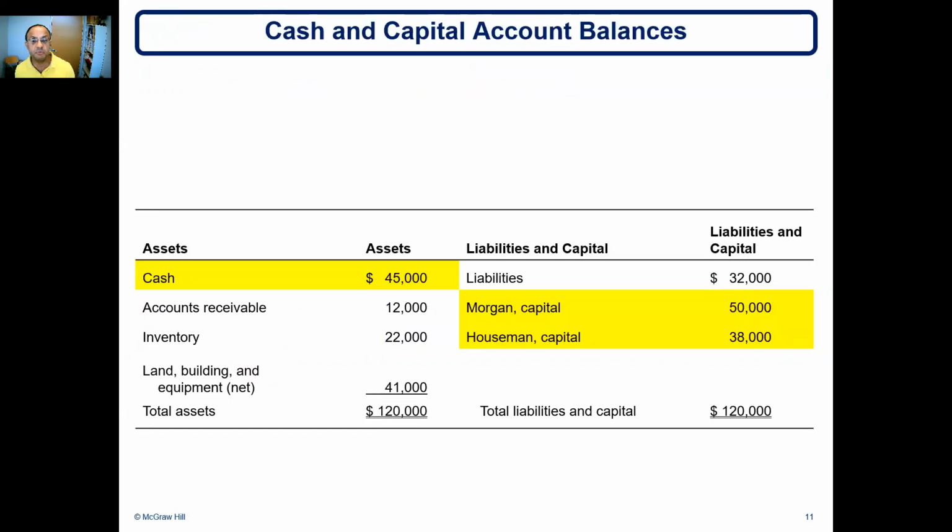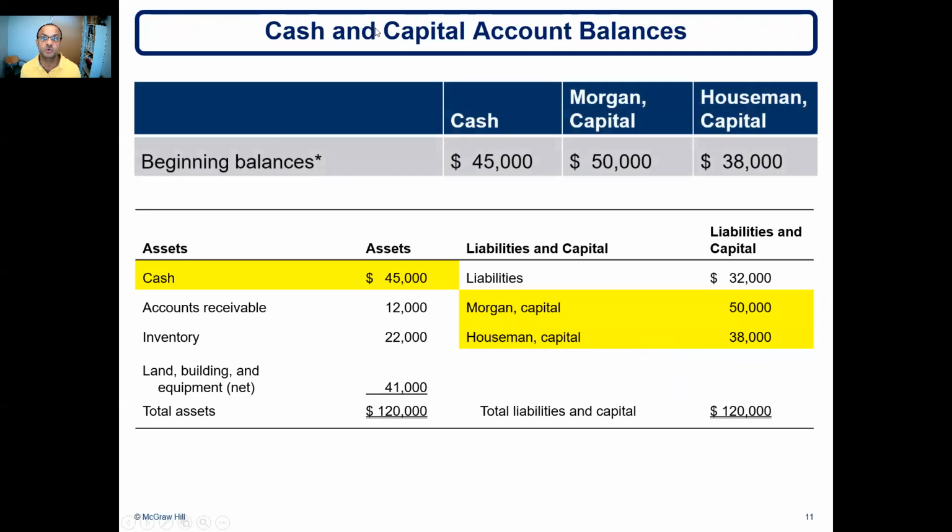Now, how do we get the balance for Morgan and Houseman? We start with the balance sheet that was offered at the beginning of the example. We have cash 45, Morgan capital 50 and Houseman 38. We put them in this table. So this is the table of cash and capital account. The cash 45, Morgan capital 50, Houseman 38.